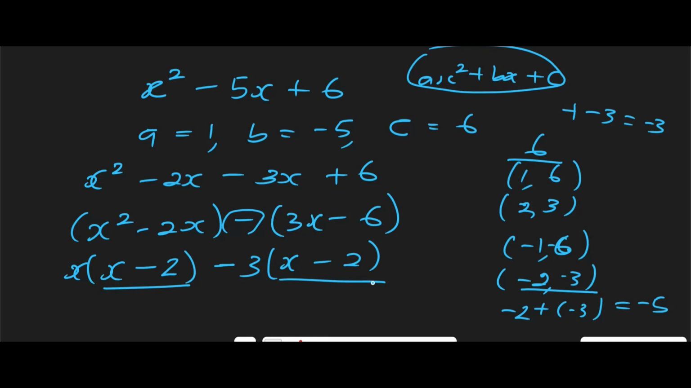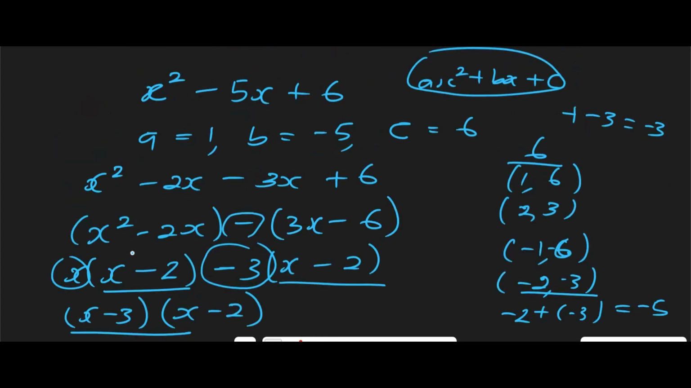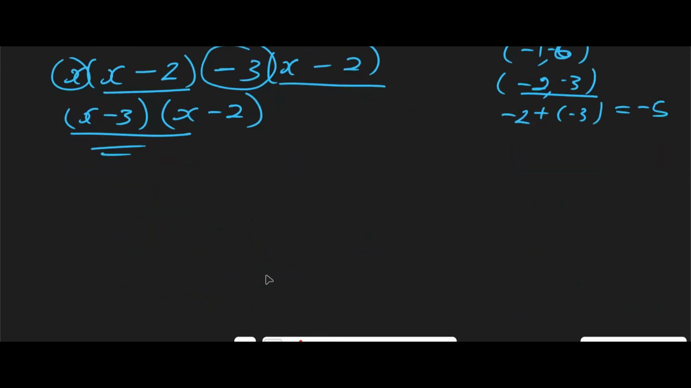Remember that whenever we get something like that, it means you are on the right path. So our final answer is going to be, we just take the coefficients, that is x and -3, in one bracket. So we have x minus 3 in one bracket. And then we take one of these, x minus 2. And we are done. So that is how you are supposed to factorize. So that's the final answer. Let's take more examples.